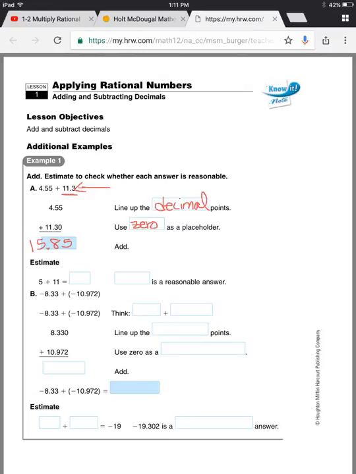So we get 15.85. The next problem says to estimate, to see if we got a reasonable answer. Okay, 4.55, when we round that to the nearest whole number, is 5. 11.3, when we round that to the nearest whole number, is 11. This 5 makes the 4 go up to a 5. This 3 makes the 11 stay at 11. So 5 plus 11 is 16. So 15.85 is a reasonable answer because it's very close to 16.